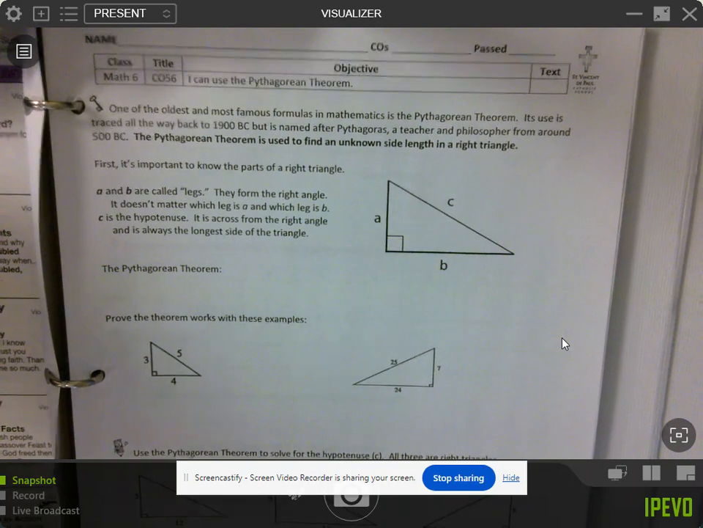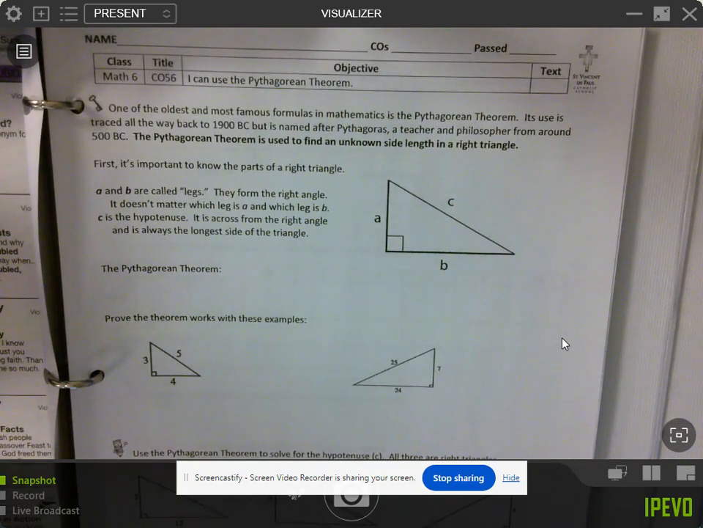Good morning. Today we are working on CO56. I can use the Pythagorean theorem. This is a term that you will use on and on and on throughout math. Pythagorean theorem is a big one.